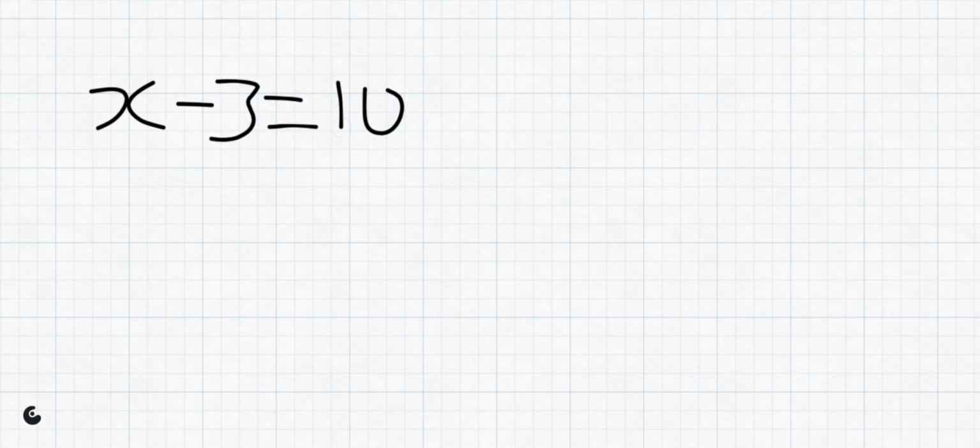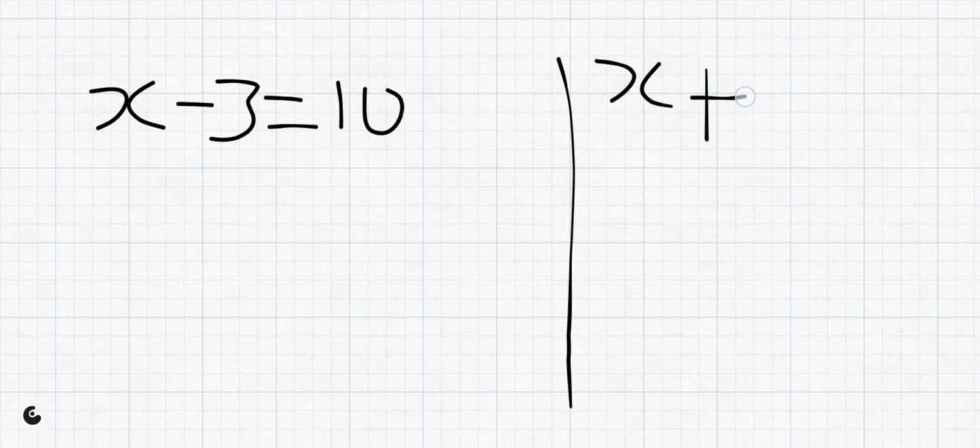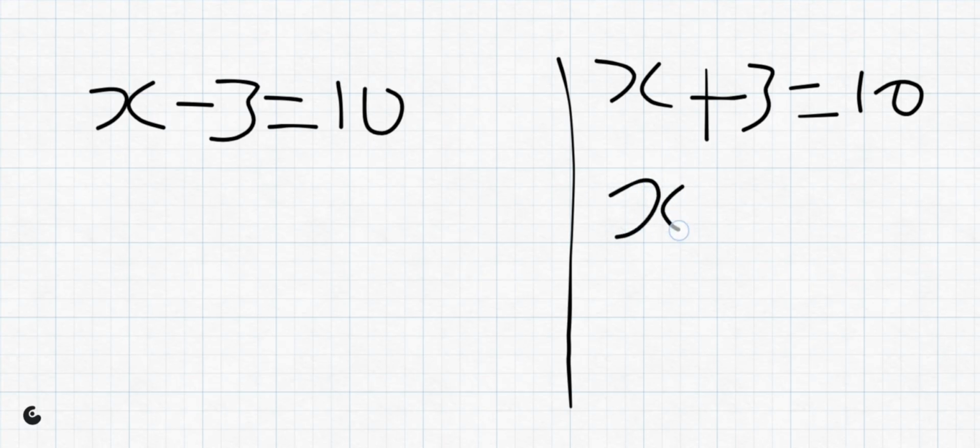So we have x minus 3 is equal to 10. Just like the previous video, we did something like this. We did x plus 3 equal to 10. Then we introduce an opposite of 3 so that we'll remove it and isolate x. So we have x plus 3 minus 3 is equal to 10 minus 3.